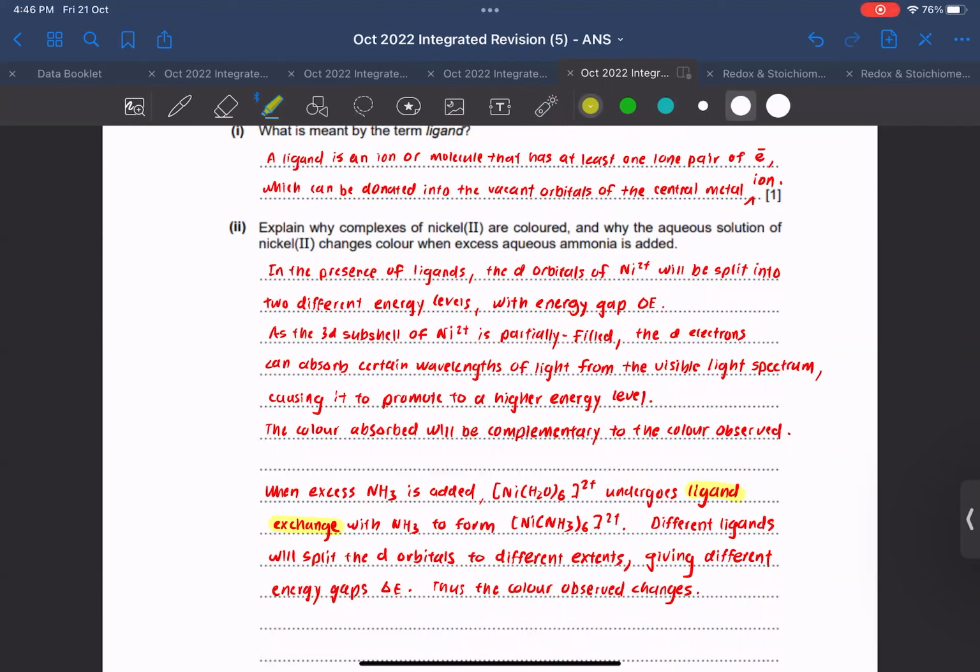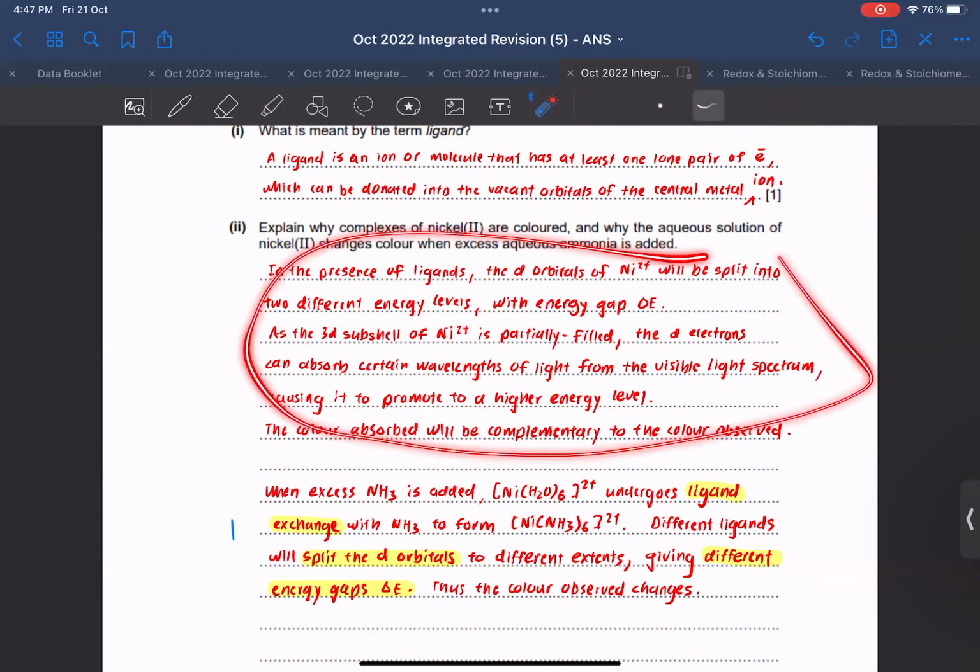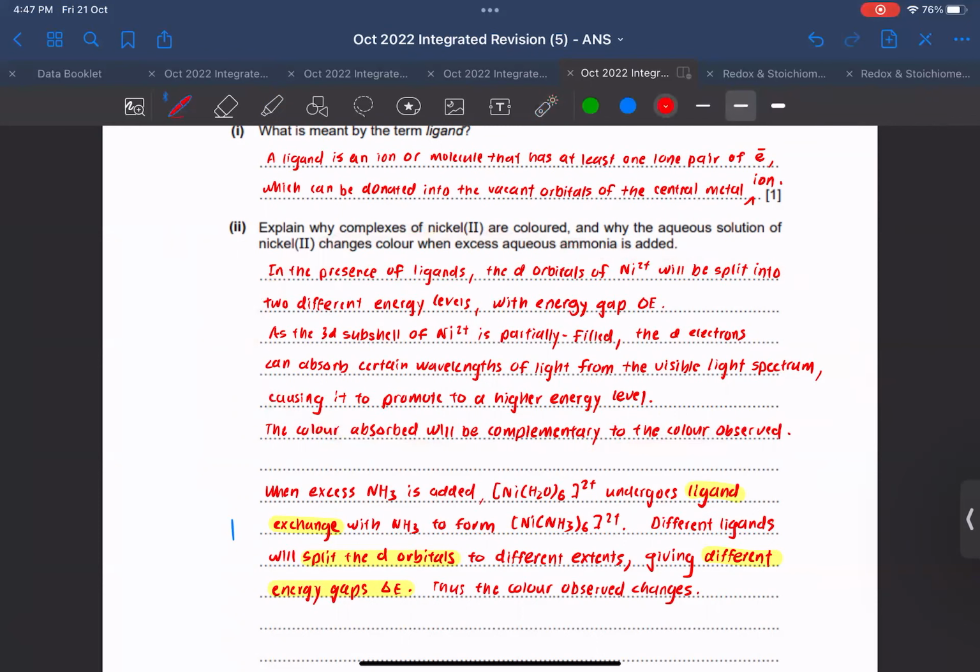But how do different ligands get different colors? You need to link it up using the words splitting d orbitals to different extents. And because of that, you have different energy gaps. I need you guys to also highlight the word energy gaps in your answer. So these 3 words can get yourself your final 1 mark. Quite a demanding question, because usually for 3 marks, the first half would suffice, but not the case for this question here. So that's that for part A.